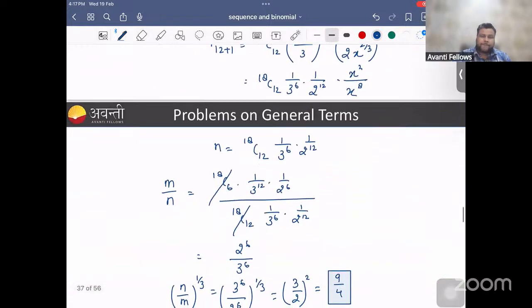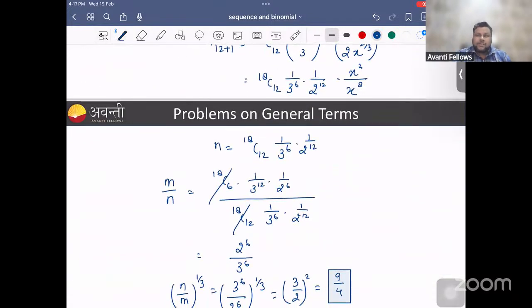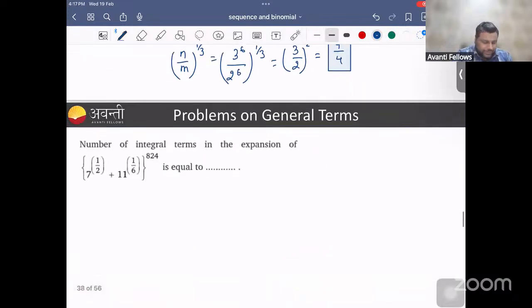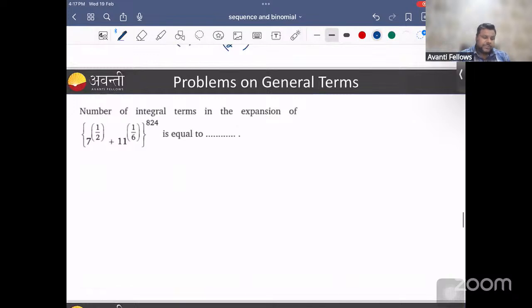Fine. Now, let's try this question. The question is, the number of integral terms in the expansion of this is equal to. This question was also placed in JEE Mains exam 2 years back. Give it a try. They are looking for the number of integral terms.